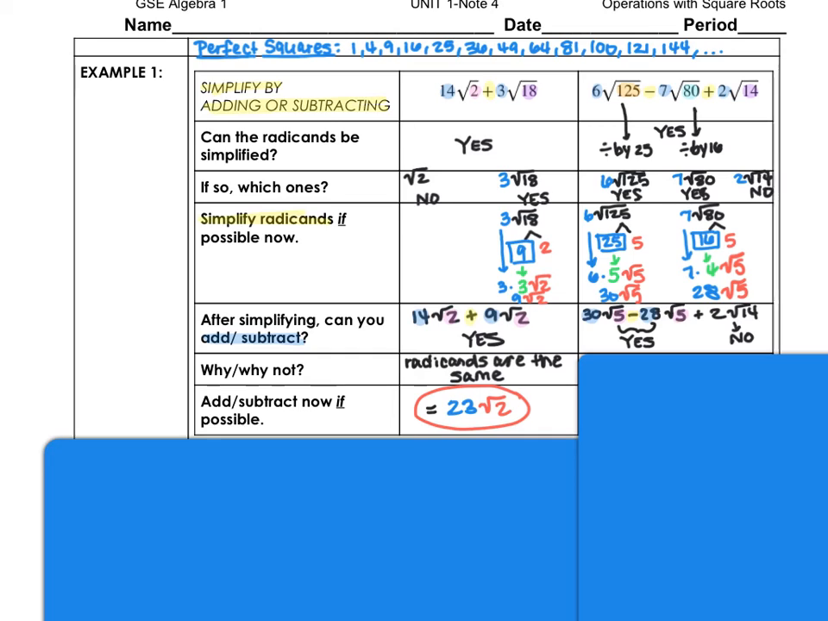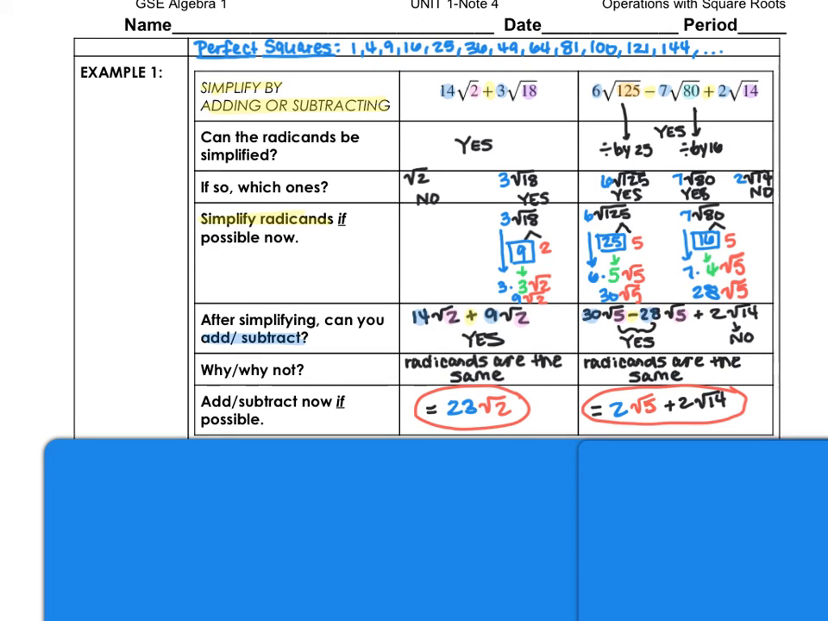So now when I rewrite my radical expression, I notice that there are 2 that have the same radicand, so I am able to add or subtract them together. But this third one does not have the same radicand as the other 2, so I will not be able to add this one with the other 2.